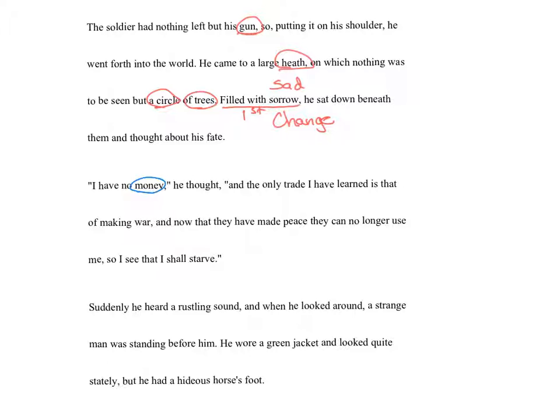All right, let's talk about our soldier here and the characteristics of him. Okay. Let's talk about his traits. Okay, I don't like the soldier very much here. Why? He's very what? They can no longer use me. I'm going to starve. Negative. He is so negative right now. Okay. There's a lot of things in the world he could have done, but instead he's sitting there under a tree going, I'm going to starve. Okay. So he is very, very negative.